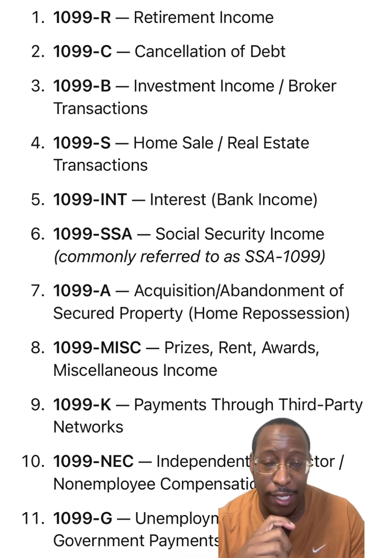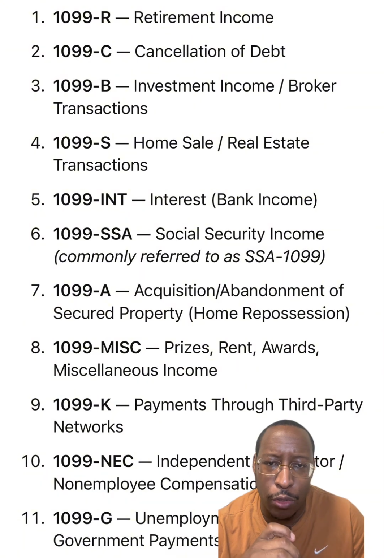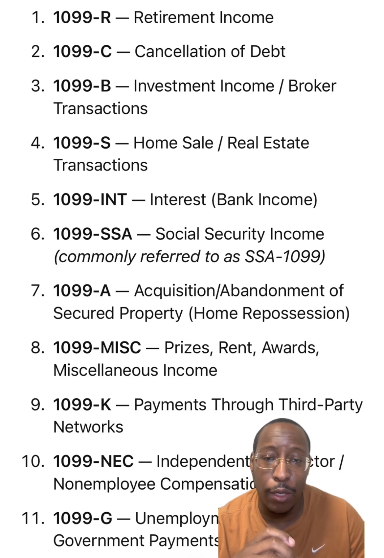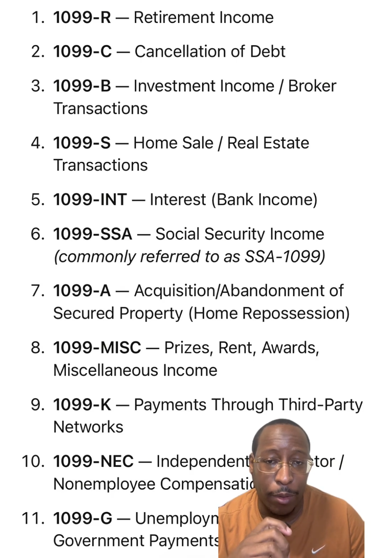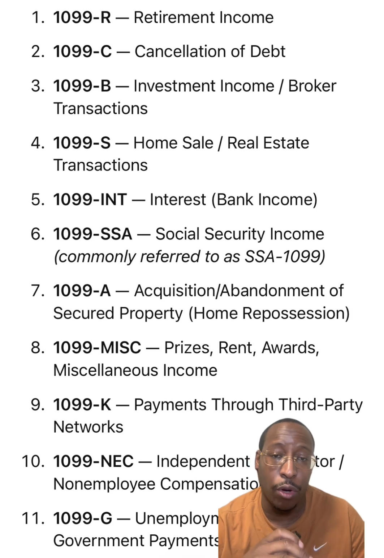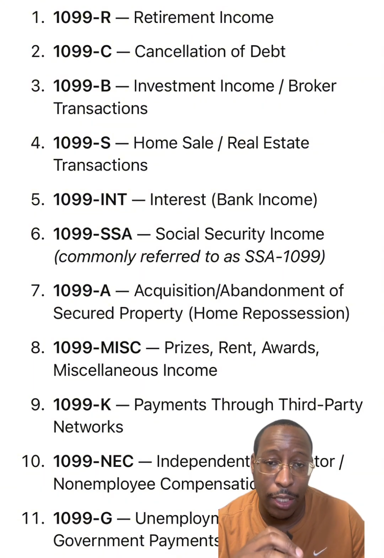So, the first one is the 1099-R. You get that form when you have a retirement account and you're taking money out of the retirement account. So you're taking an early withdrawal, say from your 401k or some type of IRA that you have, and this form will state whether you need to pay taxes on that money or not.